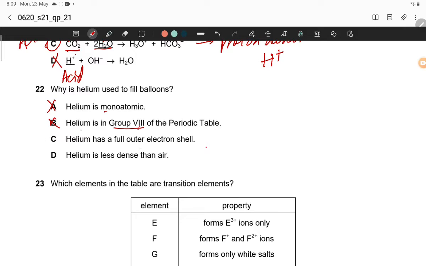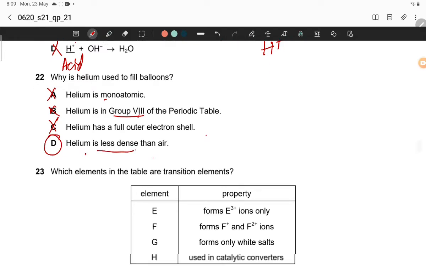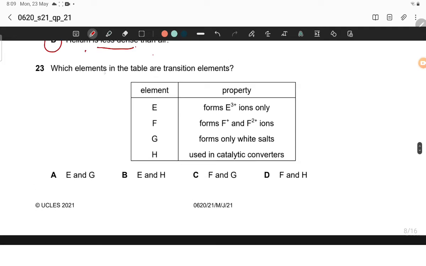Again, this does not identify that it is used to fill balloons. Helium is less dense than air, so this is correct, because this is the reason it is used to fill balloons. Which elements in the table are transition elements?